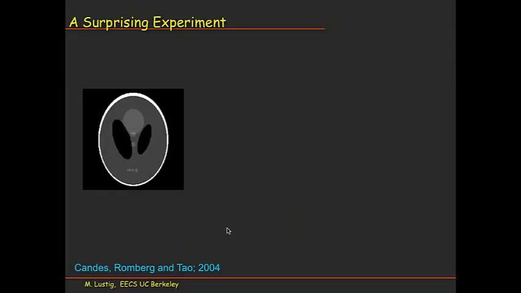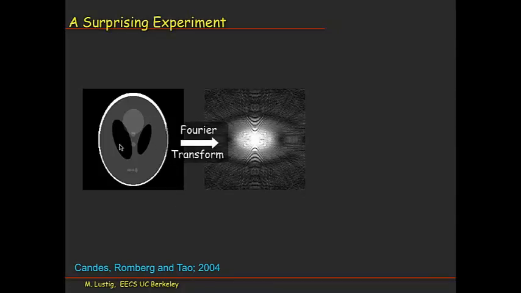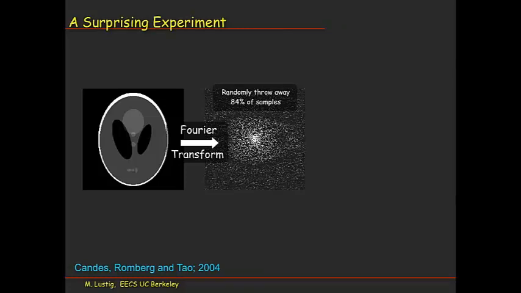All right, so let me first describe a surprising experiment, although it was done almost 10 years ago, so I guess it's not that surprising today. But what they did is they took the Shepp-Logan phantom, computed a Fourier transform, and then went ahead and randomly threw away 84% of the samples.